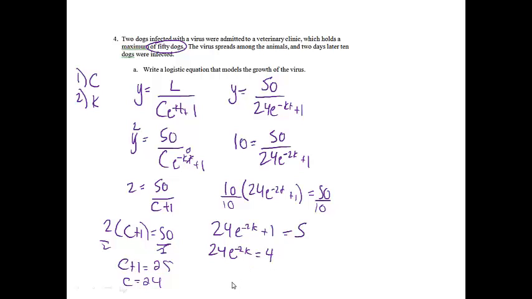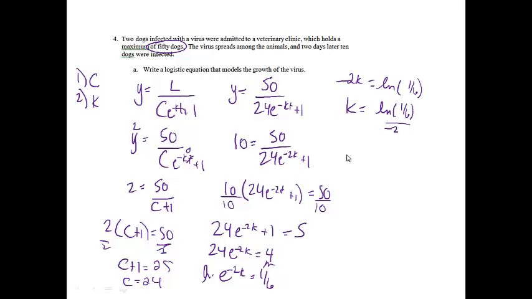And then we will divide by 24, so we'll get e to the negative 2k is equal to 1/6. And then from here, we'll take the natural log of both sides. So we'll get negative 2k is equal to the natural log of 1/6, and then we'll divide by negative 2, so we'll get k is equal to the natural log of 1/6 over negative 2.